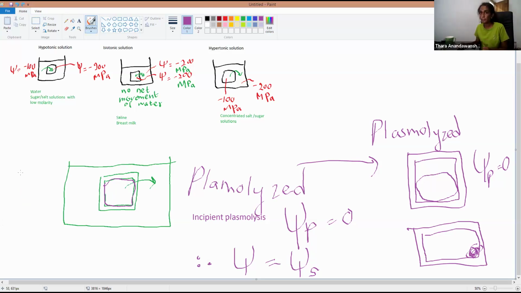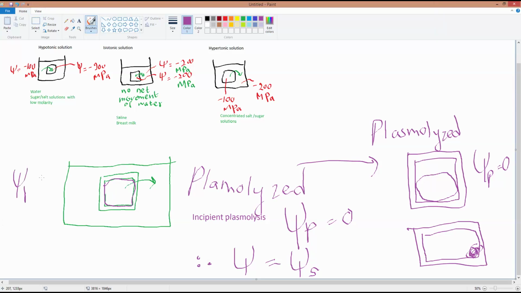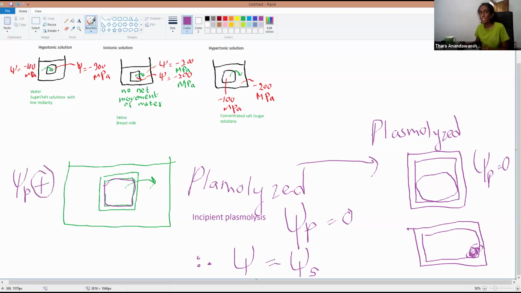Psi p was a positive value, pressing tightly until now. Now you detach from the cell wall. As soon as you detach, what happens? Psi p is going to be 0. Do you understand? Yes, teacher.